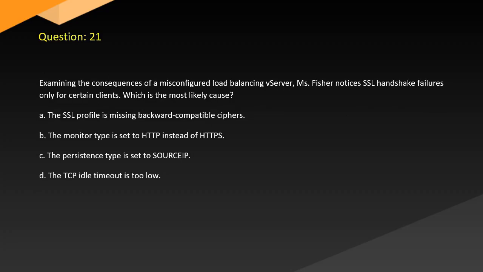Question 21. Examining the consequences of a misconfigured load balancing vServer, Fisher notices SSL handshake failures only for certain clients. Which is the most likely cause? A. The SSL profile is missing backward compatible ciphers. B. The monitor type is set to HTTP and bound to HTTPS services. C. The persistence type is set to source IP. D. The TCP idle timeout is too low.